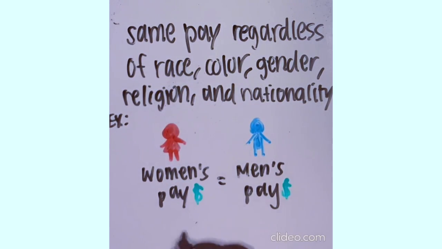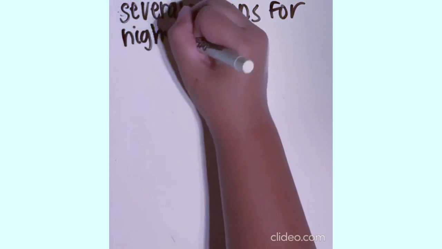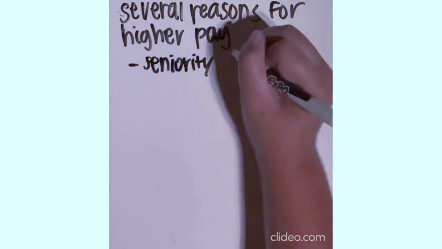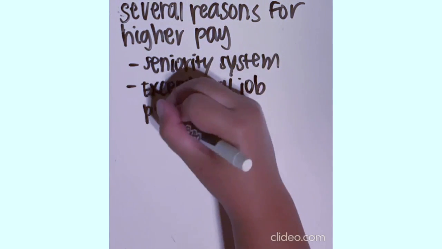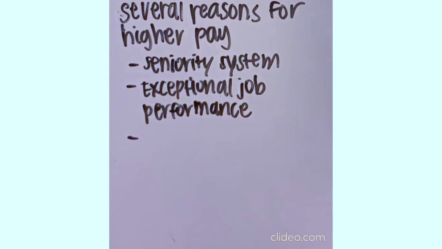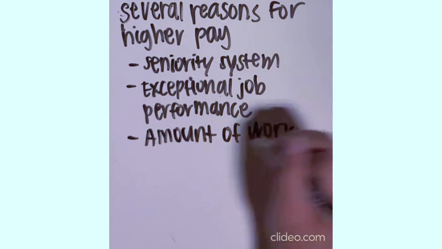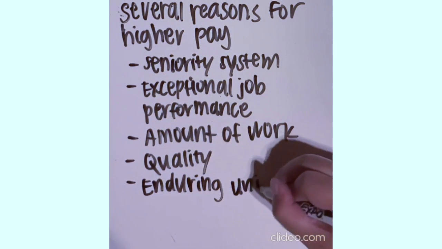With this in mind, employers are obligated to treat employees impartially. This means there are several reasons for determining someone's pay. For example, higher pay would be justified based on a few factors. The first would be a seniority system, or the length of time an employee has been working in the same business. The second would be exceptional job performance. The third would be the amount of work that is performed. Obviously, the quality of work will be a factor of consideration. The final one is the possibility of enduring an unideal situation.